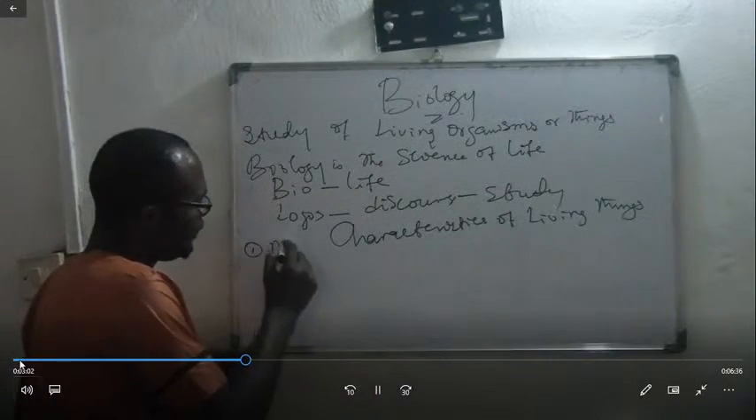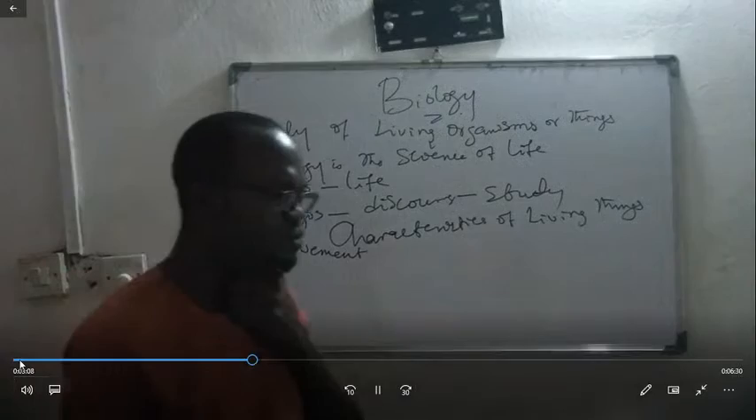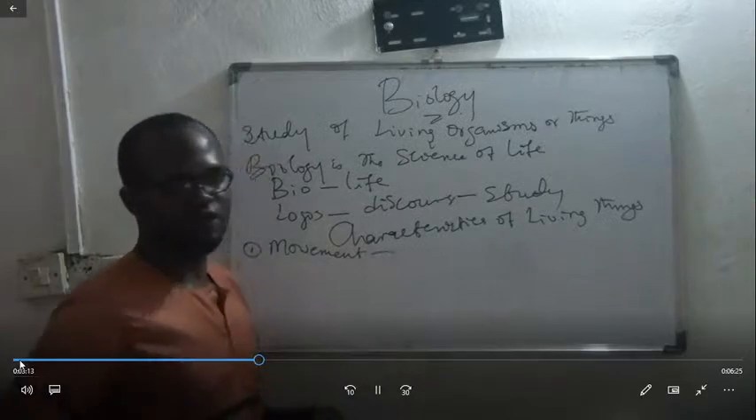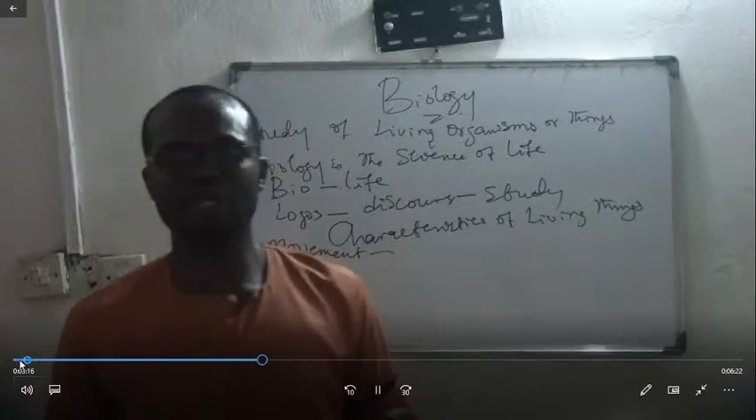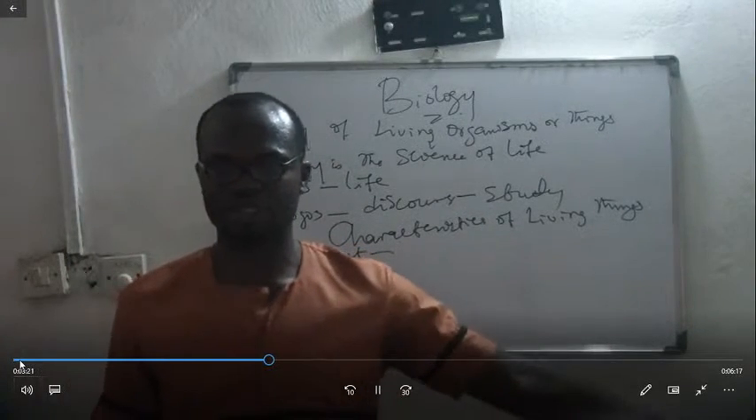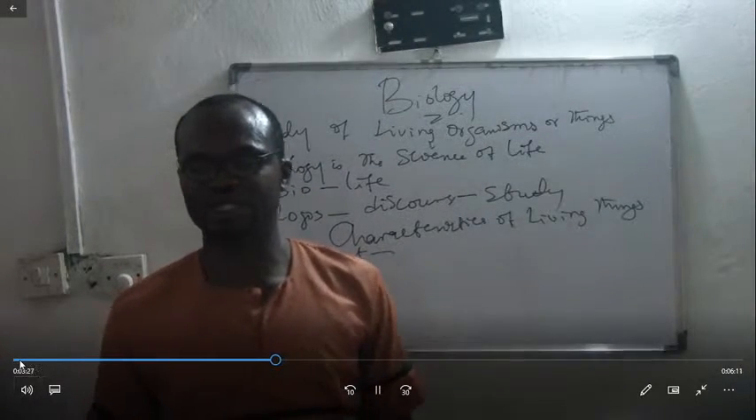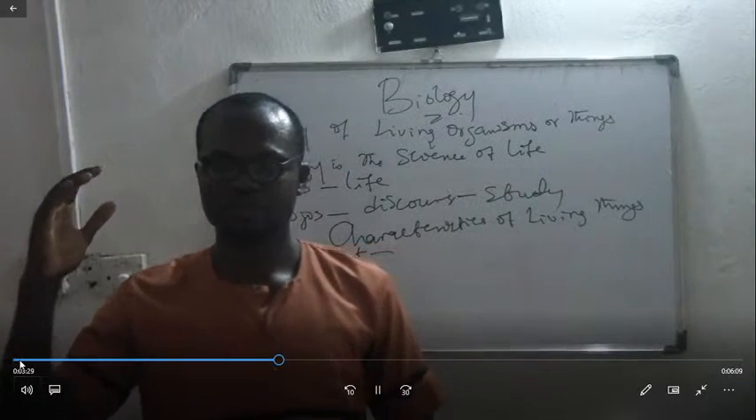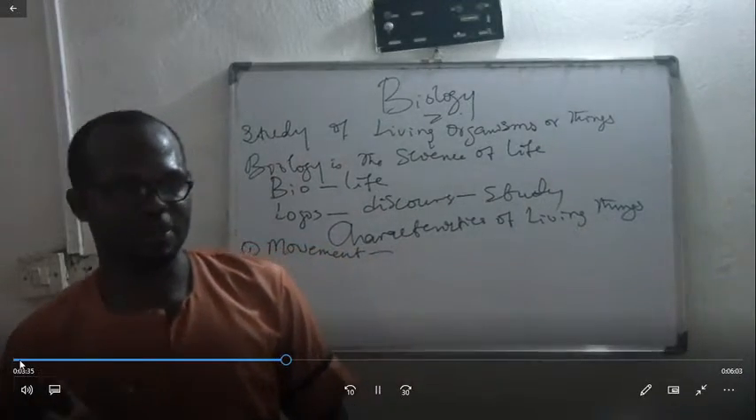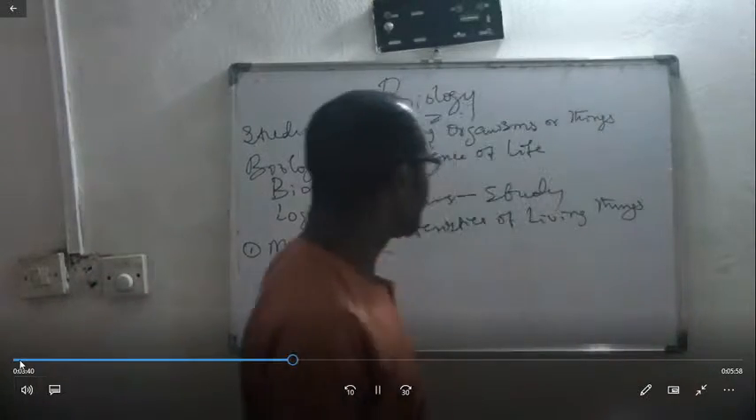Number one characteristic of living things is movement. Movement simply means motion from one place to the other. It could be a movement of body parts. Plants, do they move from one place to the other? Animals move from one place to the other, but plants have other ways of moving, by growth or by movement of their parts, whereas animals do locomotive movement from one point to the other. So both plants and animals move.